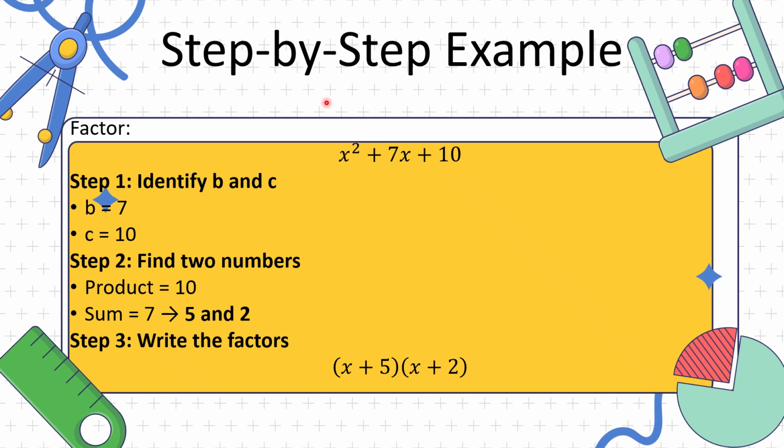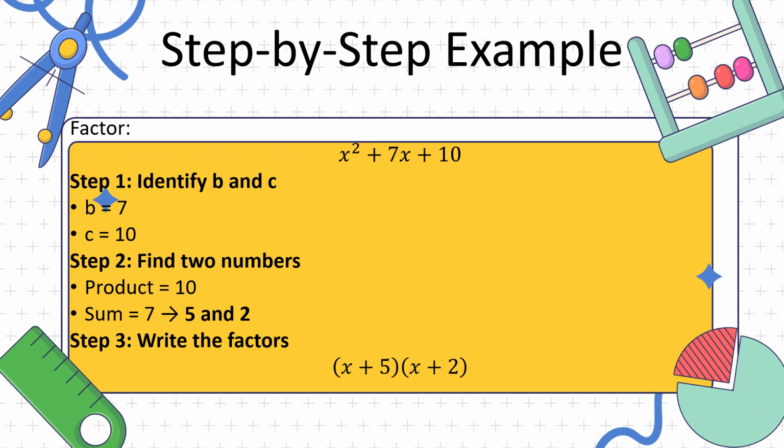Okay, so we have a step-by-step example. Factor x squared plus 7x plus 10. Identify b and c. Of course, b is 7 and c is 10. Find two numbers whose product is 10. So we get 5 times 2, and the sum is 7. That means the factors are the quantity x plus 5 times the quantity x plus 2.